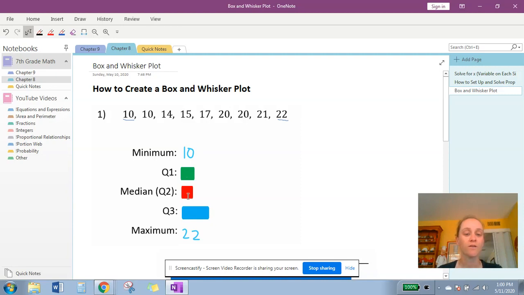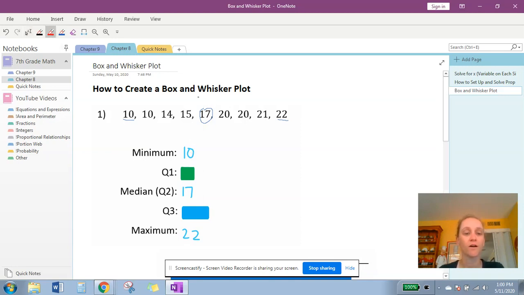Next, let's do the median. So remember the median is just the middle number. So if I was to kind of bunny hop over, so 17 would be my middle number. So that's going to be my median. My median is 17.